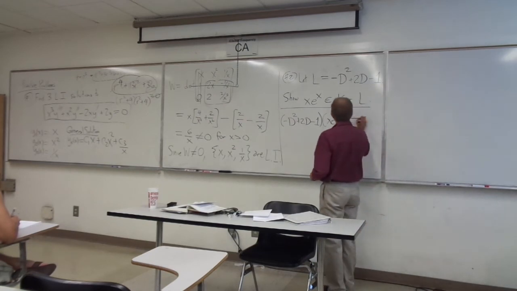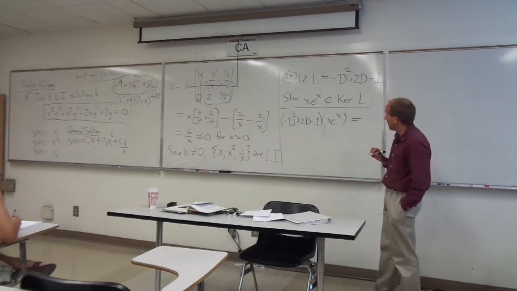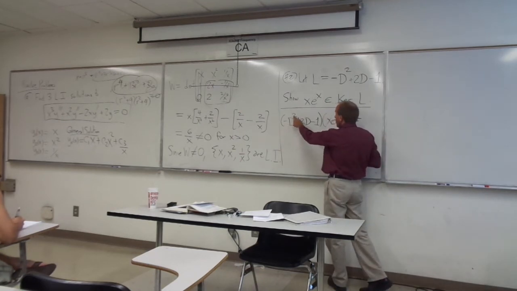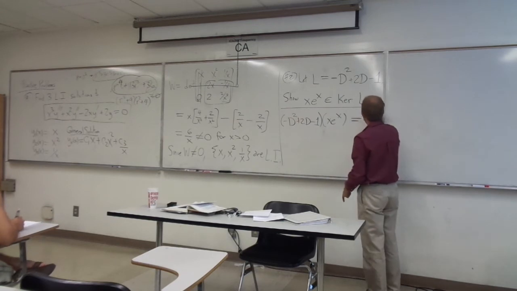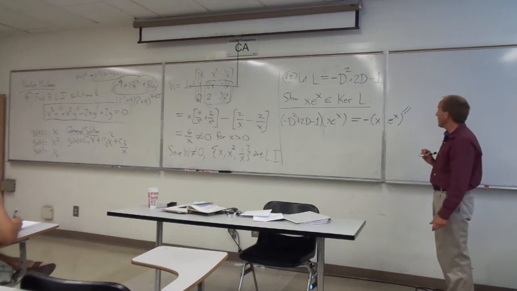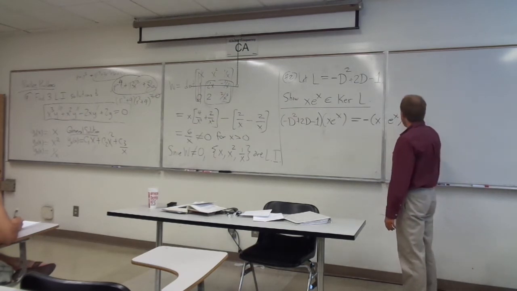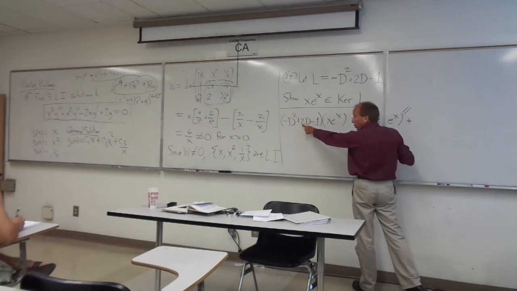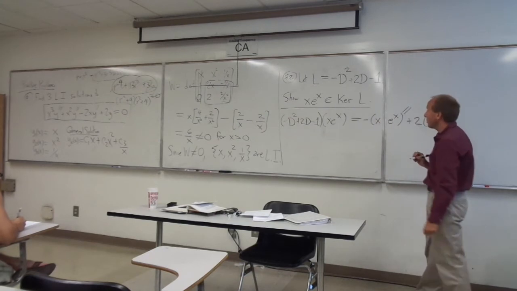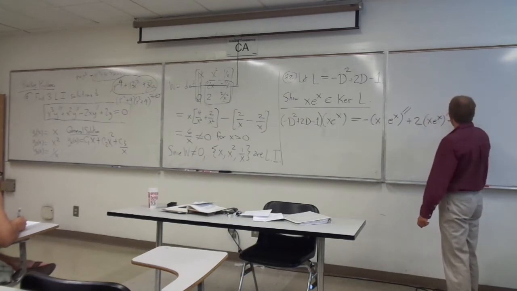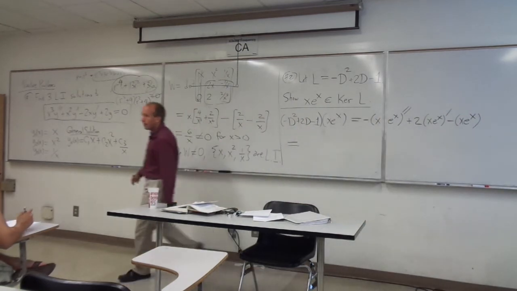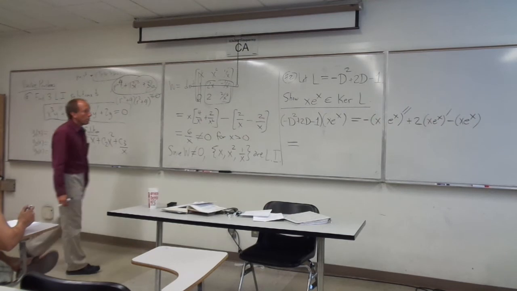Okay? So let's just go through this real quickly. Notice I have minus 2 derivatives of x e to the x, so I'll just write that as minus. I'm not going to take the derivative quite yet. I'm just going to write it as minus the second derivative of x e to the x, plus the next term, which is 2 times the first derivative of x e to the x, and then minus x e to the x. Okay, so we just have to calculate these derivatives, and we should be in good shape.